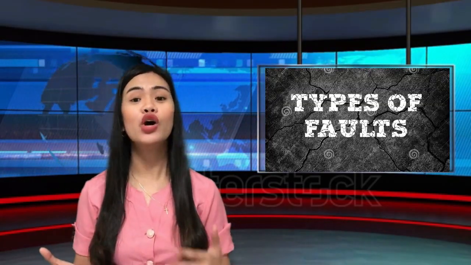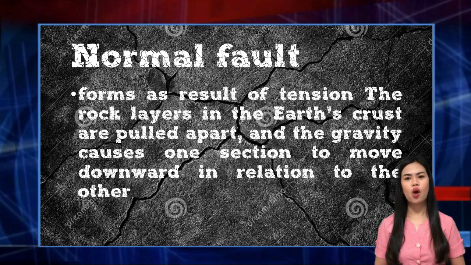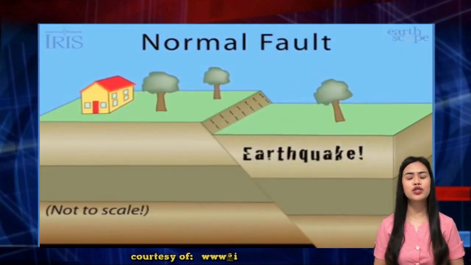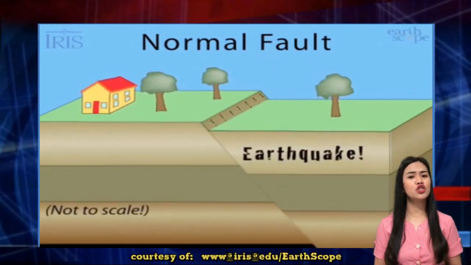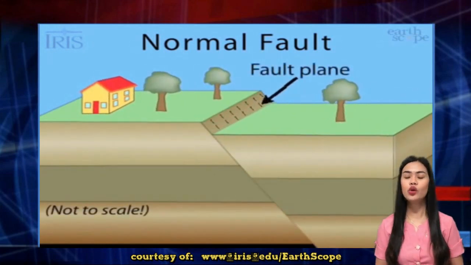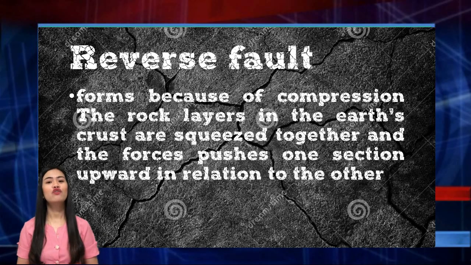There are three types of faults. We have the normal, reverse, and strike-slip fault. Normal fault forms as a result of tension. The rock layers in the Earth's crust are pulled apart and the gravity causes one section to move downward in relation to the other. Reverse fault forms because of compression.